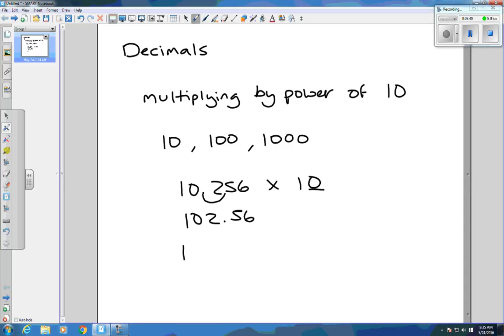If I tell you to multiply 10.256 by 100, well, now we're counting, we have 2 zeros in 100.